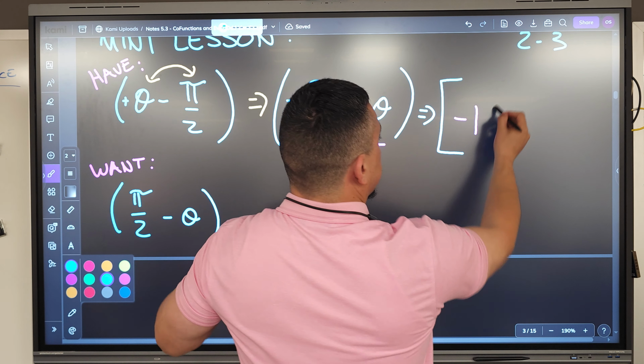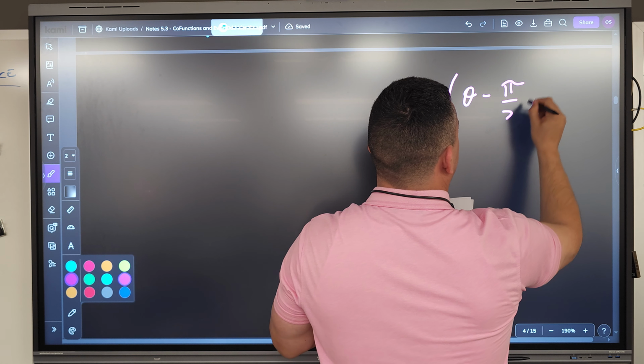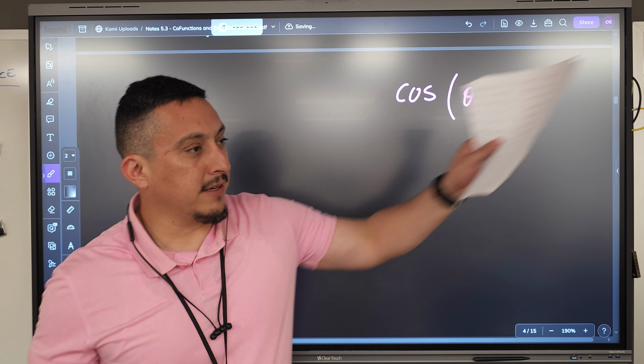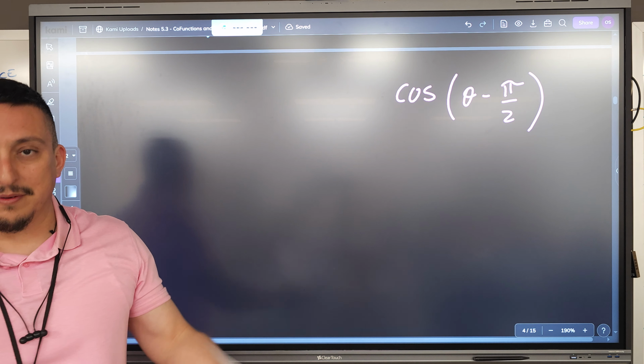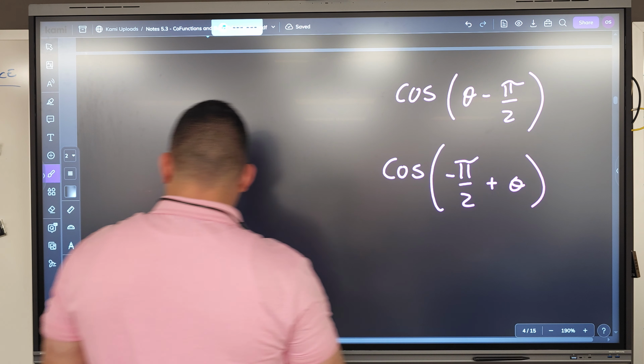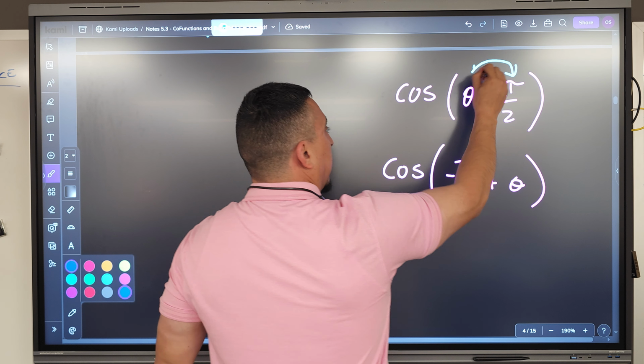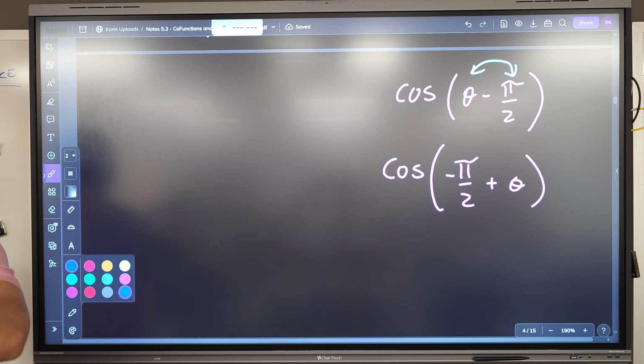So I have cosine. What is it, guys? Cosine theta minus pi over 2, right? Okay. So here's the issue. That's not there. So we fix it, just like I showed you. I'm going to walk through it again. Okay, so I need to fix this to say pi over 2 minus theta, so I can use those. So I'm going to flip them. Okay, all I did there, bless you, I just flipped their locations. I just flipped them. Okay.